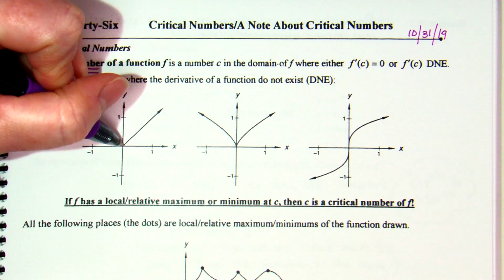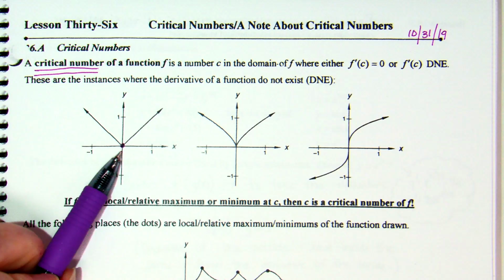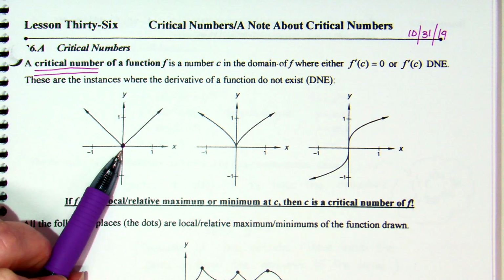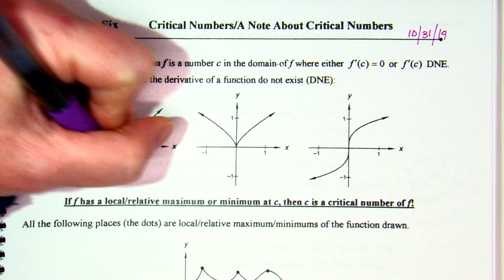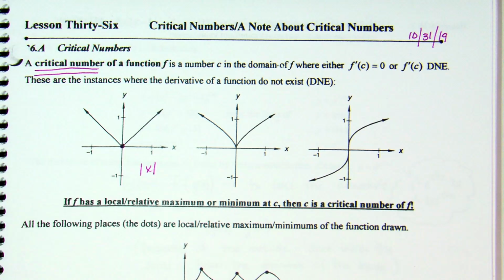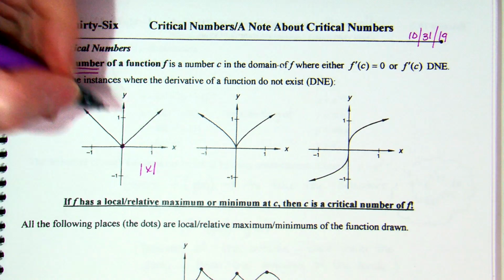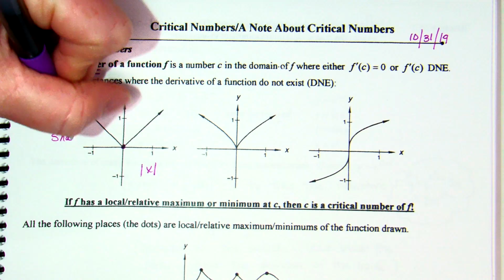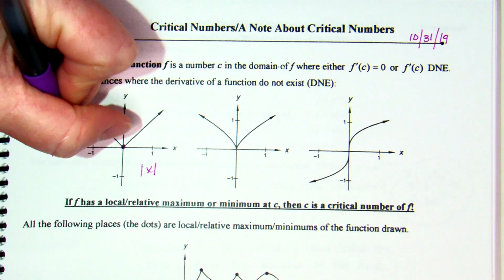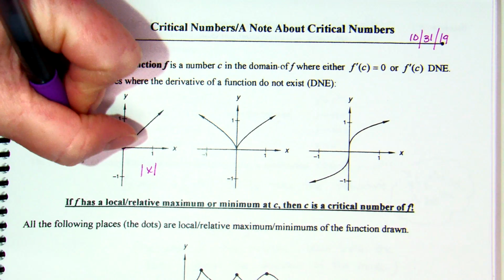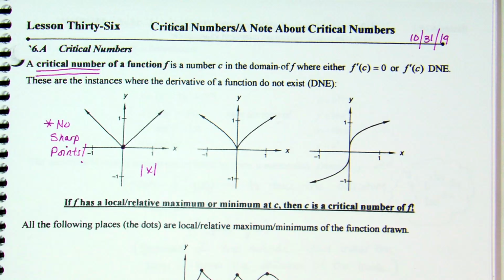In this absolute value graph, right here at the point 0, a derivative does not exist when you see a sharp point. I recognize this as the absolute value of x, so I know there's going to be a spot where x equals 0 that the derivative will not exist. So one of the things I will put here is no sharp points. That'll be a good thing when looking at graphs. You can identify that the derivative does not exist there.